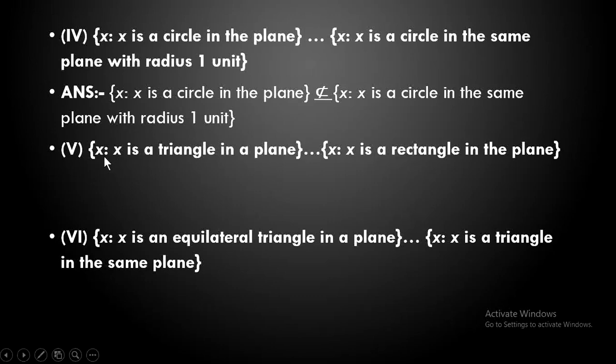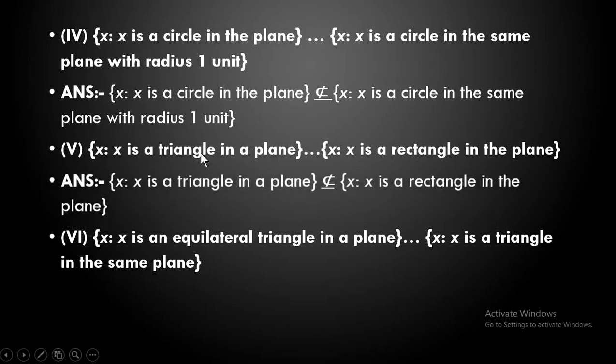Then the fifth bit. It says x is such that x is a triangle in a plane and then they say x is such that x is a rectangle in the plane. Now over here there is no relation between a triangle and a rectangle. They are completely different figures. So the first one cannot be called a subset of the second one.